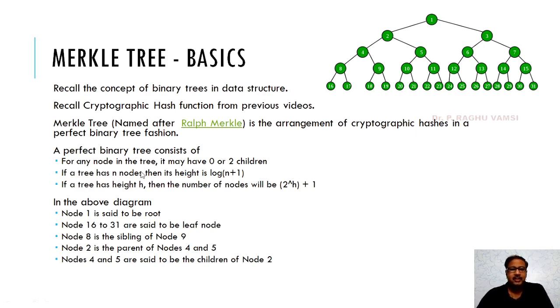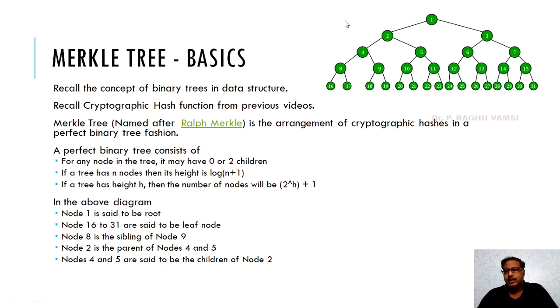If a tree has n nodes, then its height will be calculated as log of n plus 1 to the base 2. Why 2? Because it is having 2 children. So if a tree has 32 nodes, then the height will be log of 33 to base 2, which is around 5. If a tree has height h, then the number of nodes will be 2 power h plus 1. If the height is 5, then 2 power 5 plus 1, that is around 33 nodes.